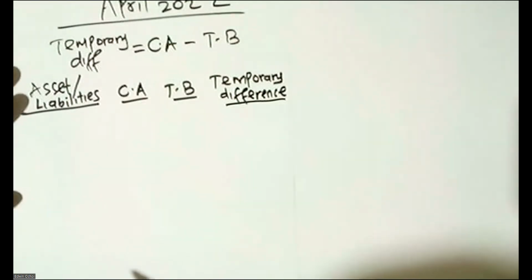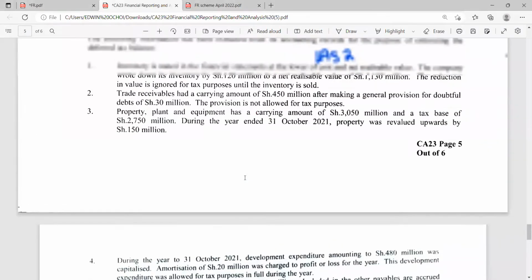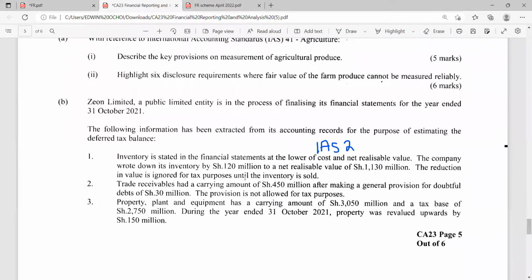So the first asset was being inventory. So inventory, they said, is stated in the financial statement at the lower of cost and the net realizable value. The company wrote down its inventory by 120 to a net realizable value of 1,130.